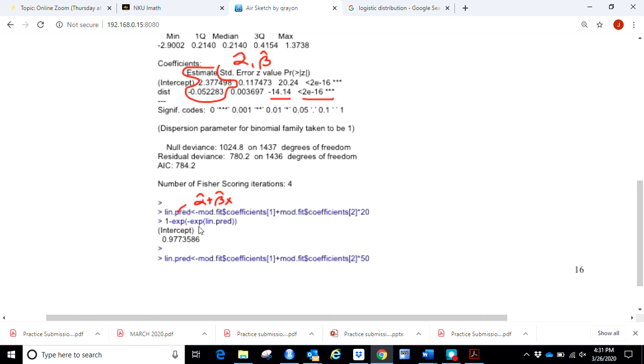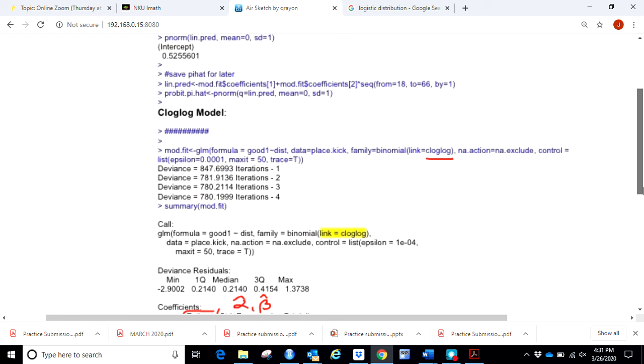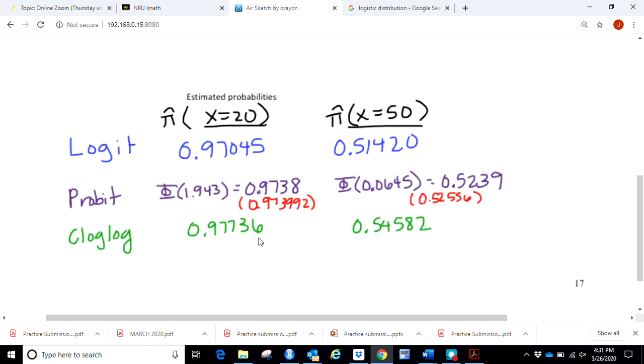But then to actually get the probability that I want, we're taking 1 minus e to the negative e to that value that we just found. So that's exactly what I'm typing up here. So I want 1 minus e to that negative e to this value I just found. And when I run that code, I get 0.9773586. Which is really close to what we found here.